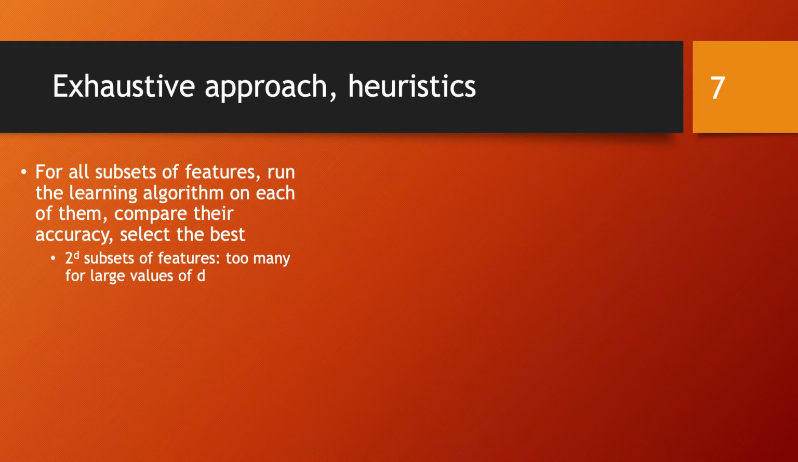And so when you do it like this, you have to consider all subsets of features, and there are 2 to the power d such subsets. And in any realistic application, d is going to be too large to be able to do that. In any realistic application, you are going to deal with tens, sometimes hundreds, sometimes even more than that number of features. And so this 2 to the power d is going to be computationally infeasible.